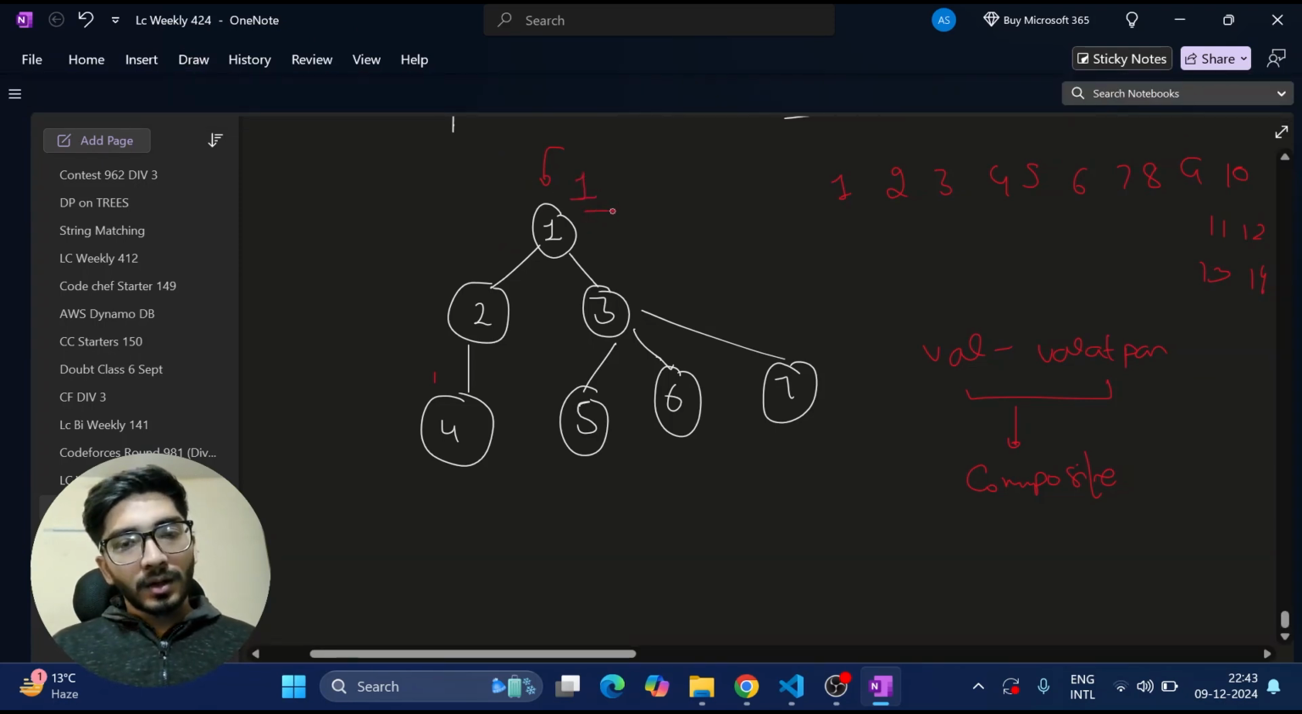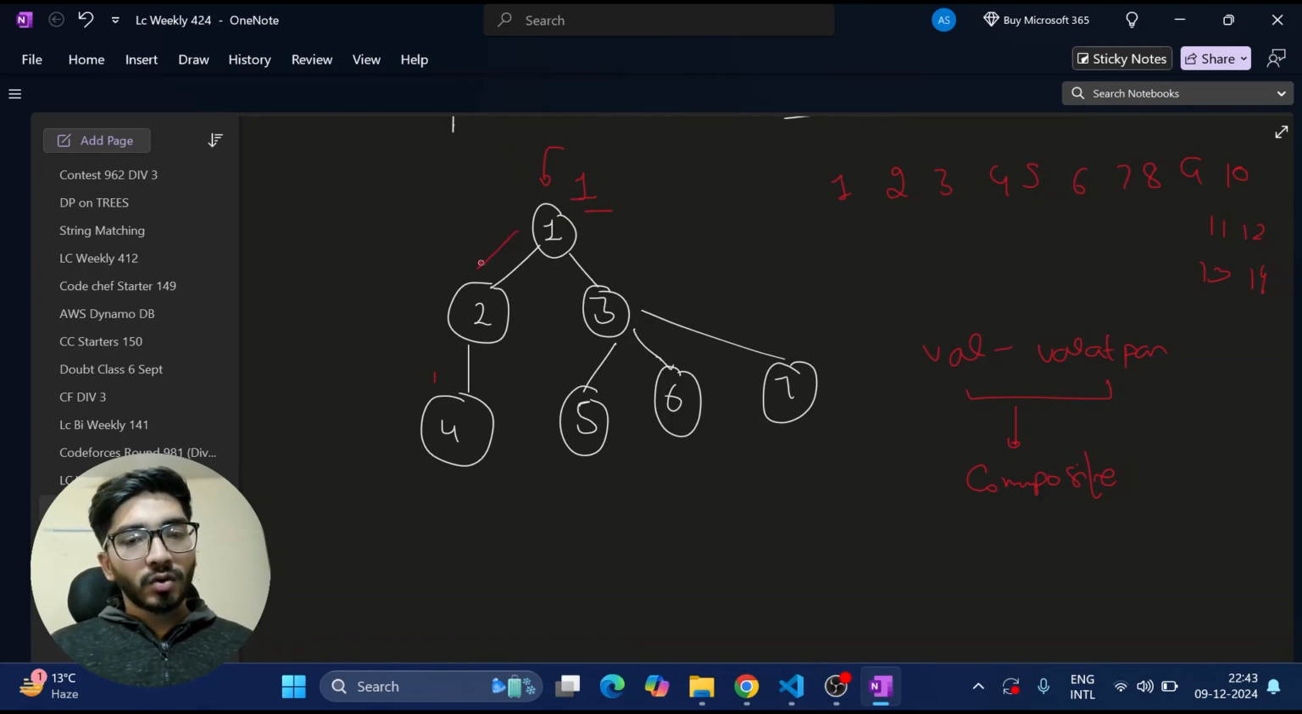So from here I know all of the children. I can call a DFS for all of the children, and I know I had used 1. So now I can only put a 2 over here. So let's see whether my value and value at parent.